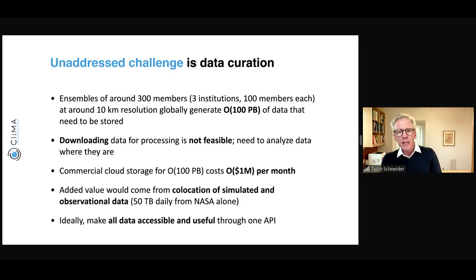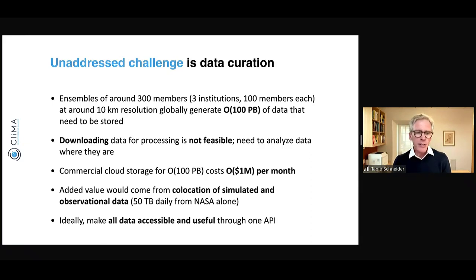There's one big piece that's not addressed in the PCAST report, and I think that would be a good topic for BASC to take on, and it's not addressed really globally, and that's the following. Suppose the PCAST recommendations are implemented. You'll get around 300 ensemble members, perhaps three institutions, 100 members, something of that order of magnitude. What you would want to save from that is not everything, but order 100 petabytes of data you really want to keep. And 100 petabytes is not a data set you can download. So downloading data for processing is not feasible. You need to analyze the data where they are.